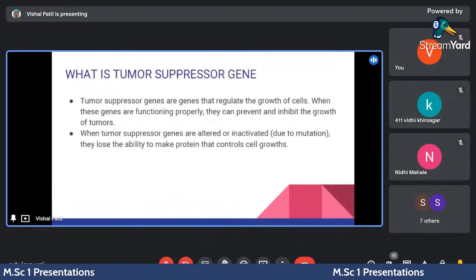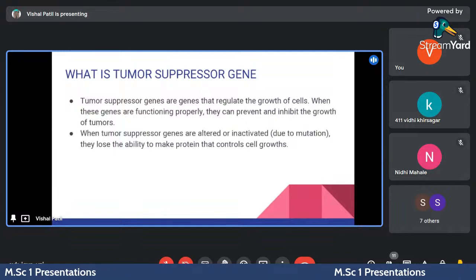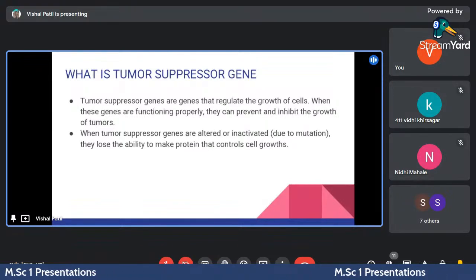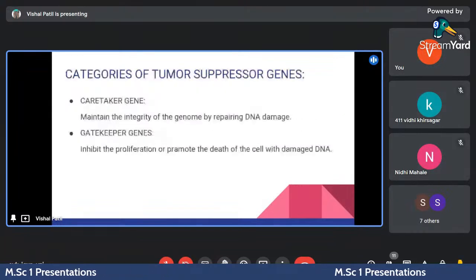Then, what is a tumor suppressor gene? Tumor suppressor genes regulate the growth of cells. When these genes are functioning properly, they can prevent and inhibit the growth of tumors. When tumor suppressor genes are altered or inactivated due to mutation, they lose the ability to make proteins that control cell growth. Then there are two categories of tumor suppressor genes.